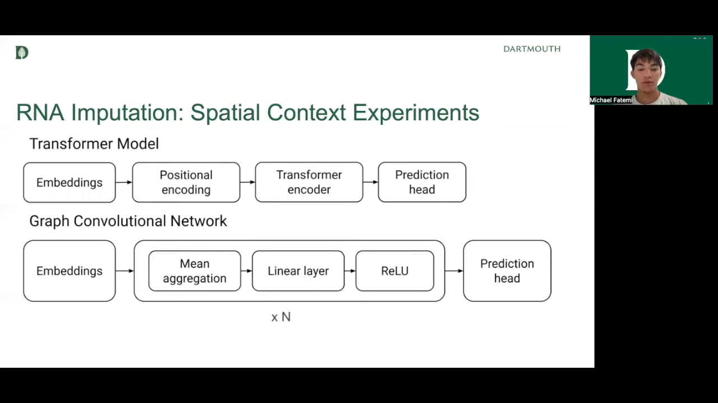And for the graph convolutional network, we did a similar thing where we embedded all the gene spots with the Inception model, and then we passed them through n graph convolutional layers, which each use mean aggregation. We then passed the aggregated embeddings through a linear layer and then a ReLU before being used as the next value for the node. And then we'd pass the encoded, or contextualized, node embeddings through another prediction head.